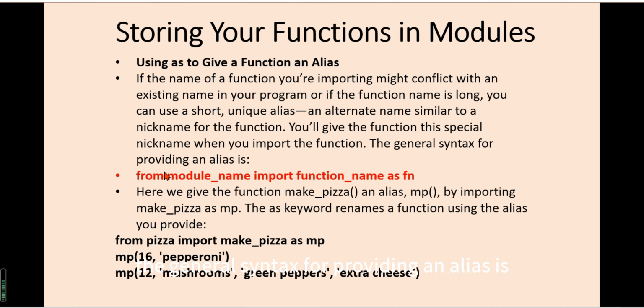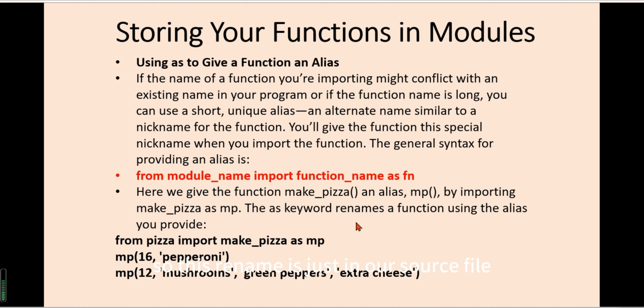The general syntax for providing an alias is from module_name import function_name as fn. This is the same as in the previous pages, but we add 'as' here, and fn is a short name for the alias of this function. So here we give the function make_pizza an alias mp. So make_pizza we like the short form mp, by importing make_pizza as mp. The 'as' keyword renames a function using the alias you provide.